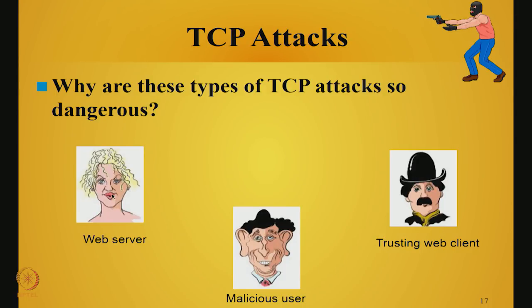In this way, if I can intercept the TCP connection, I will be able to do a lot of harm to the other person. For example, there is a web server and a trusting web client. Let us assume that instead of these two communicating directly, a malicious user sits in between. Then this malicious user can eavesdrop.